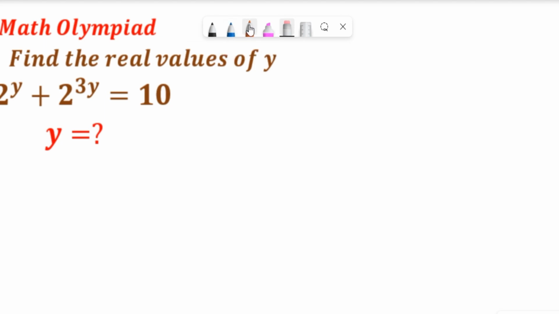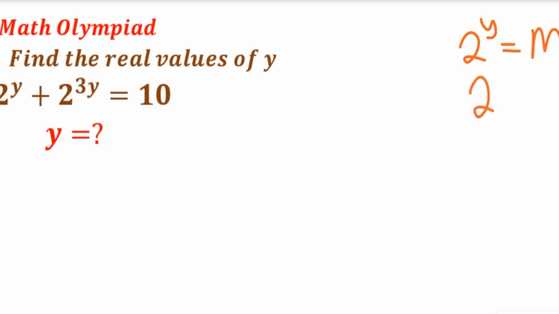We are going to look at the fact that 2 to the power of y will become m. And then let us also say 2 to the power of 3y will be equal to m to the power of 3. So this is an assumption, and we are going to bring it straight down into the equation. That will now give us m plus m to the power of 3 equal to 10.